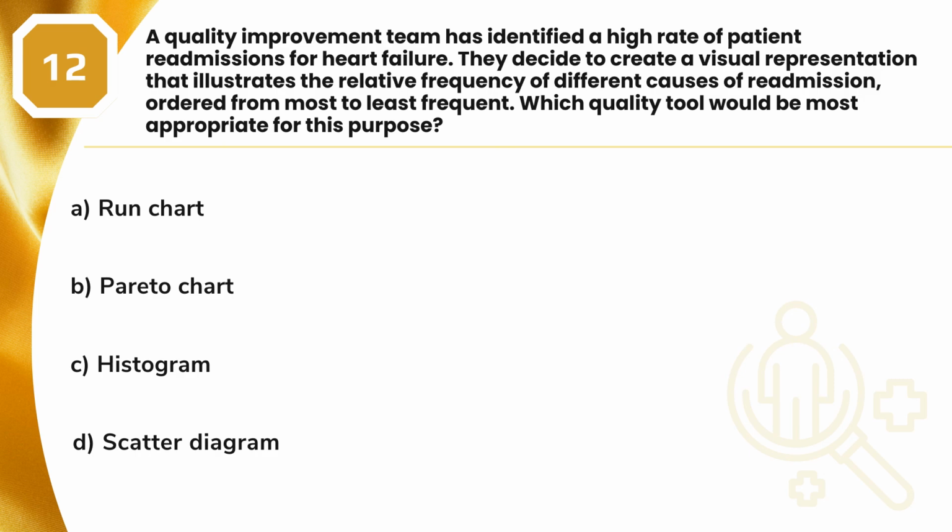Question 12. A quality improvement team has identified a high rate of patient readmissions for heart failure. They decide to create a visual representation that illustrates the relative frequency of different causes of readmission, ordered from most to least frequent. Which quality tool would be most appropriate for this purpose? A. Run chart. B. Pareto chart. C. Histogram. D. Scatter diagram.